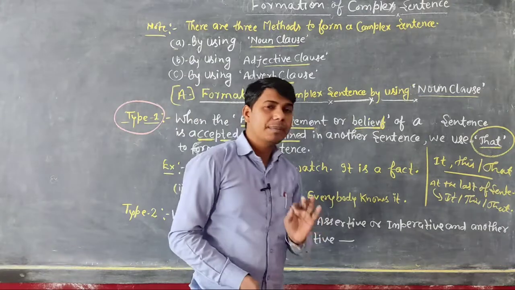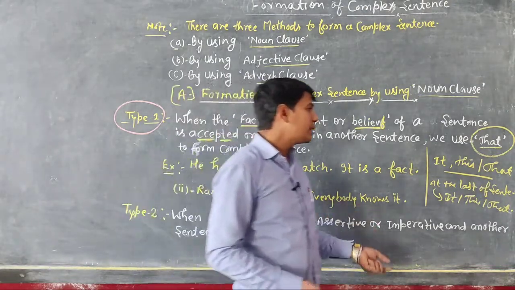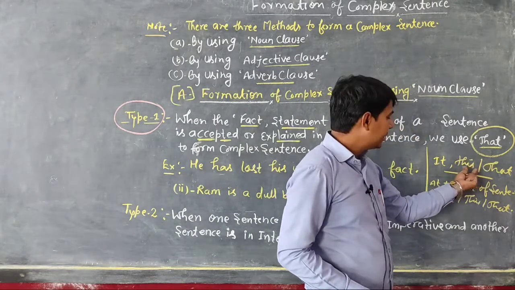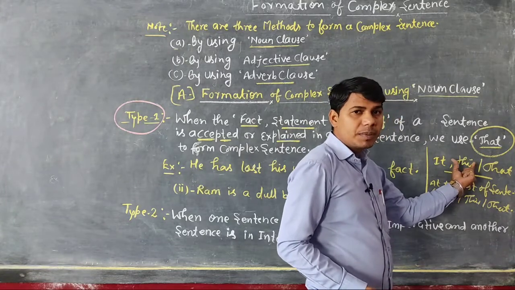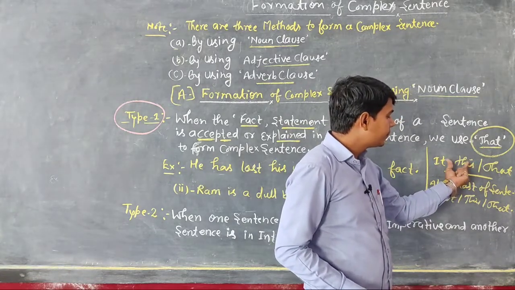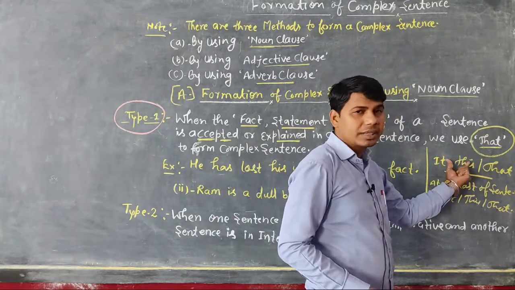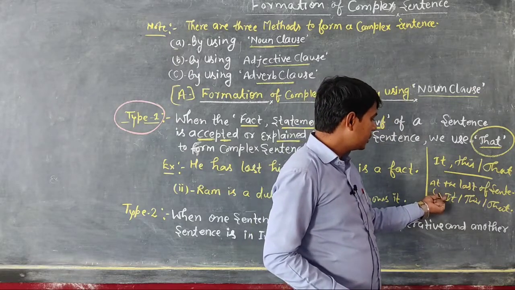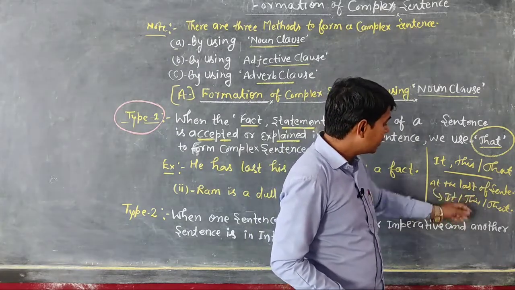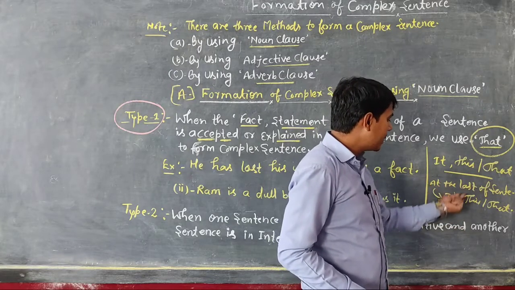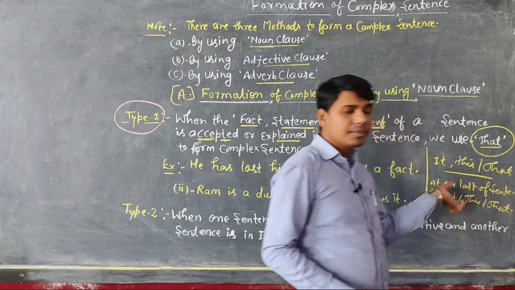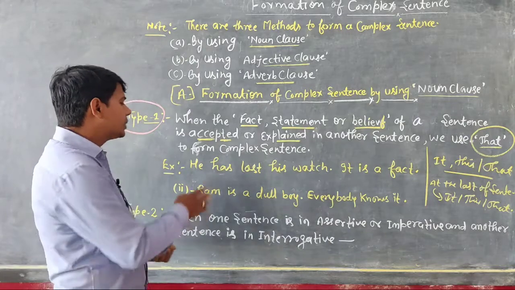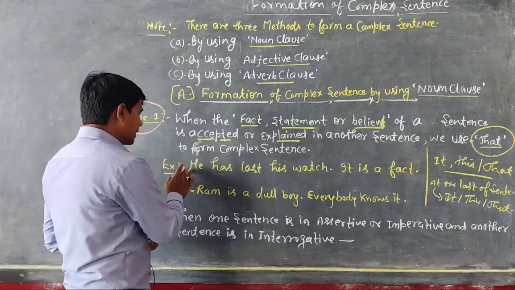But students, I am giving you a trick. If the sentence starts with these words, then the noun clause must be the object of the sentence. And when the sentence ends with the words it, this and that, the noun clause must be used as the subject of the sentence. Okay, so you can see I have mentioned here a sentence example.